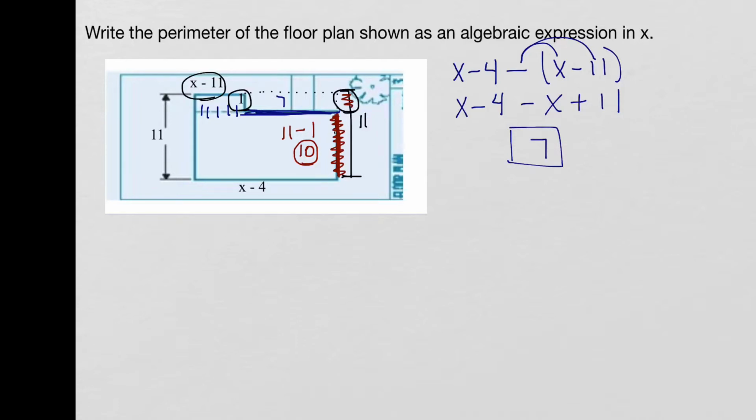Now what they wanted to know was the perimeter of the floor plan. And we said that perimeter means to add up all the sides. So that's what we'll do. We'll take every side: 11 plus x minus 11 plus 1 plus 7 plus 10 plus x minus 4.